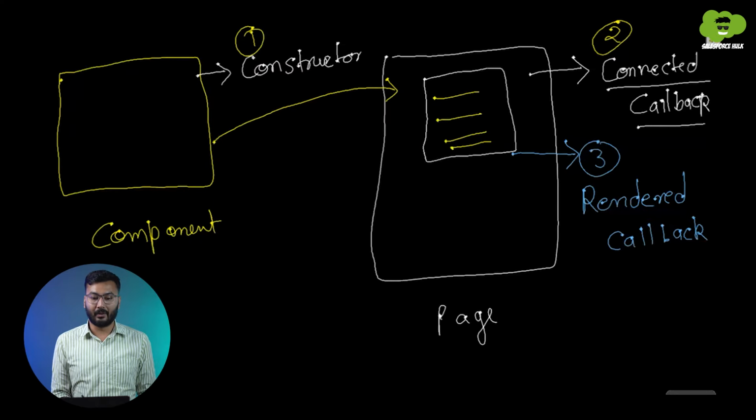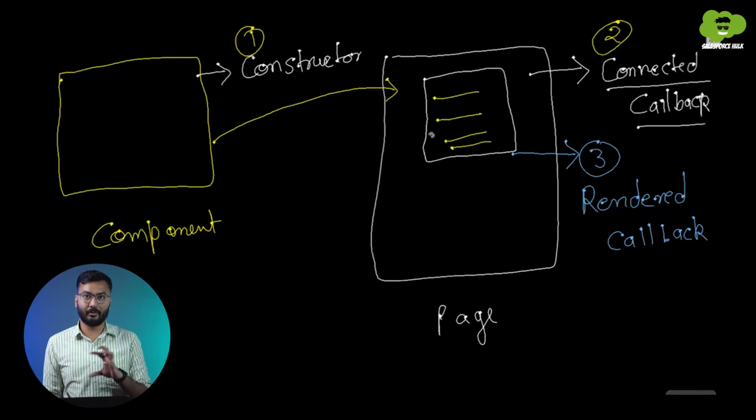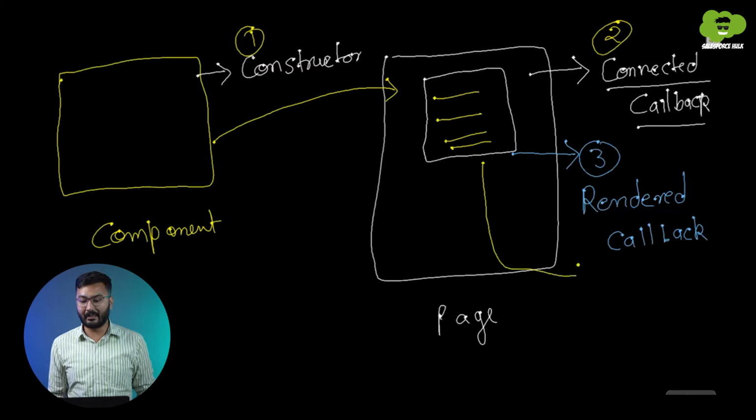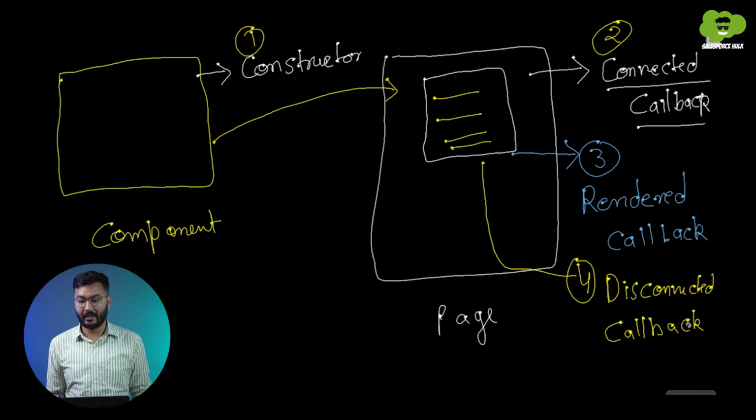Now, once all the things are done and the component is ready, if in any case you are removing this component from the page, or destroying this component from the page, then the fourth stage will be what? disconnectedCallback, right? So these are the four different stages or hooks which will be there in the life cycle of a component.